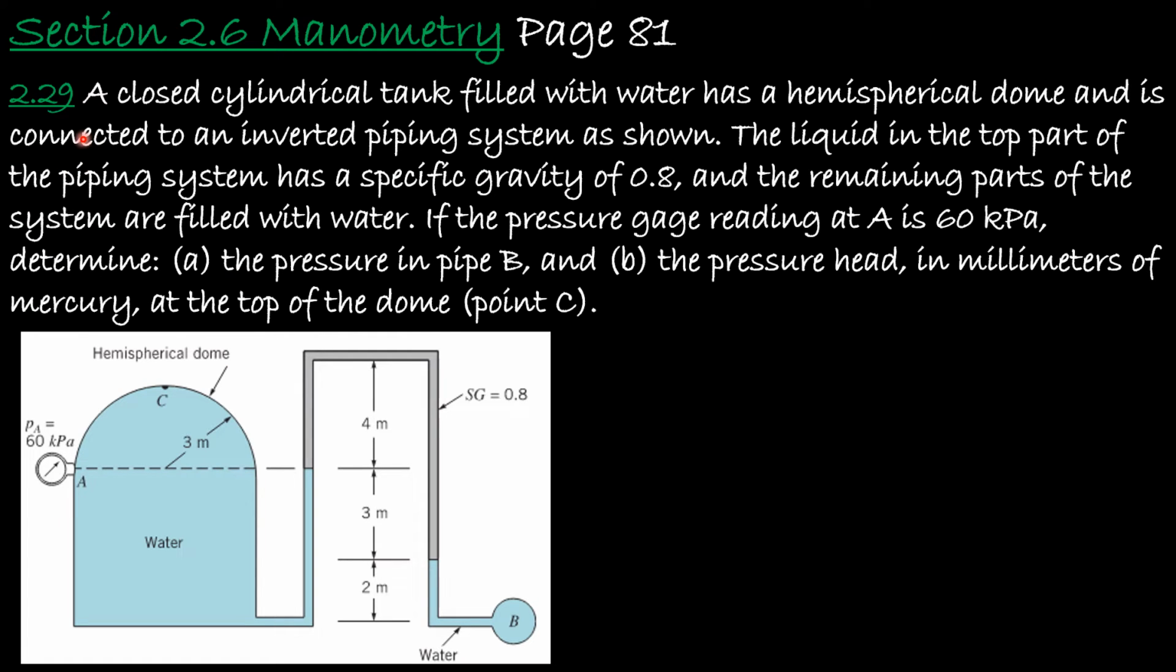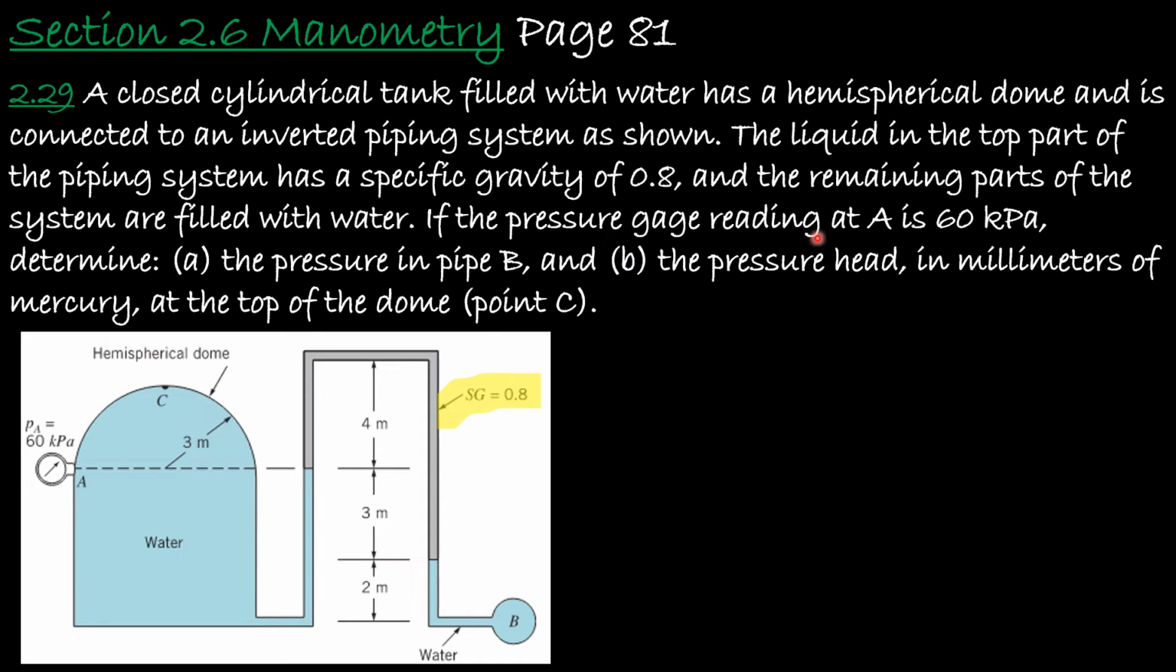So here we have problem 2.29, a closed cylindrical tank, which is this one right here, filled with water and has a hemispherical dome and is connected to an inverted piping system as shown. So this is the inverted pipe. The liquid in the top part of the piping system has a specific gravity of 0.8, which is this one. This is called the gauge fluid. And the remaining part of the system are filled with water.